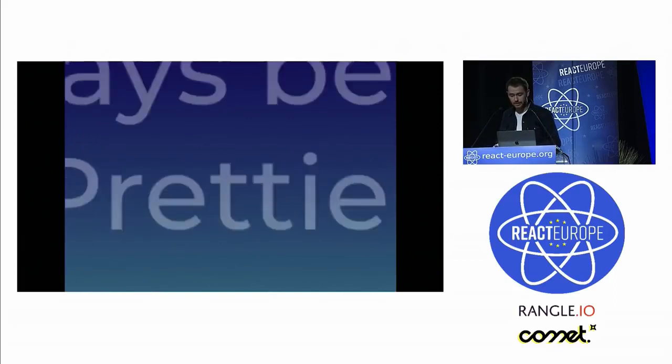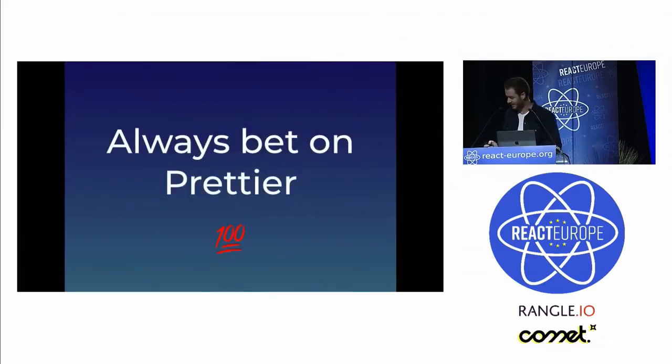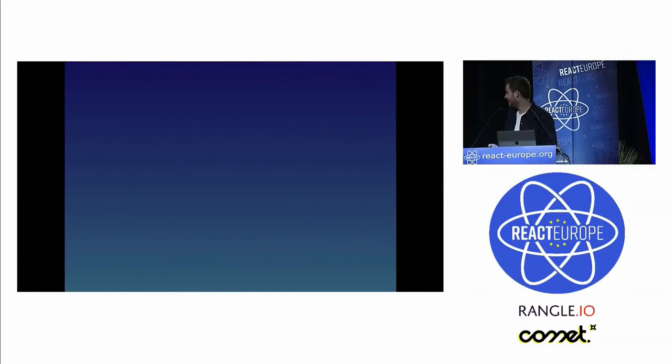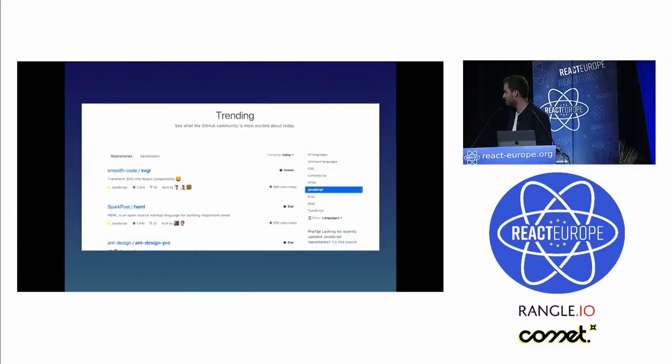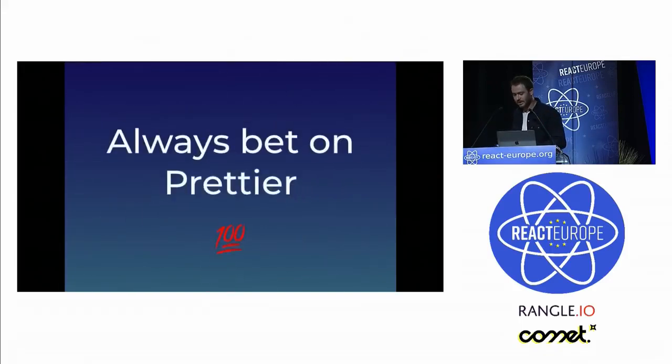And the next day, the project was trending on GitHub. So, yes, always bet on Prettier, but this is not the conclusion. The conclusion is you have to refer to other projects and create a large ecosystem, to use other libraries to build another tool. And your project can become popular.